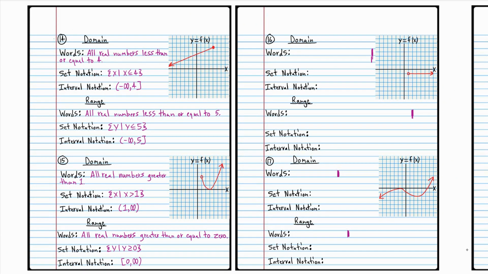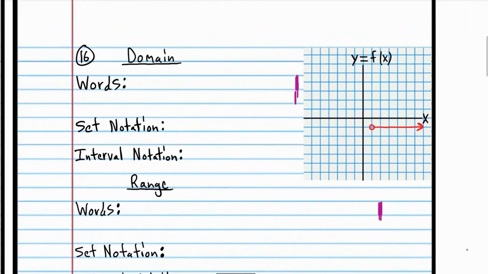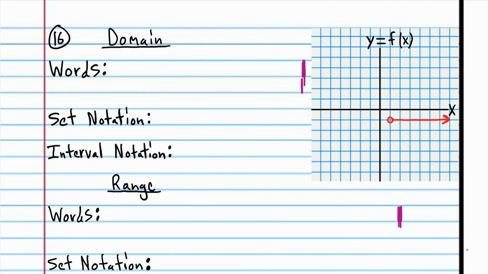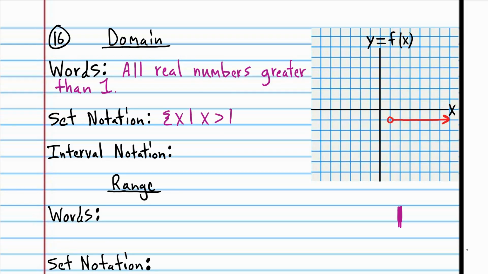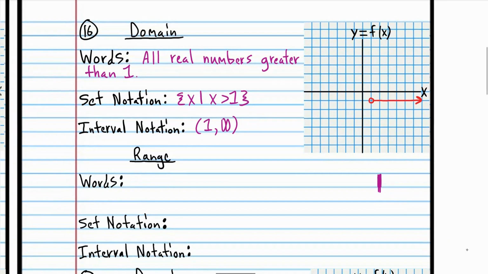Okay, we're back. The domain is all real numbers greater than 1. So the set of all x values such that x is greater than 1. And in interval notation, we say 1 with a parenthesis to positive infinity. If you got that right, excellent.